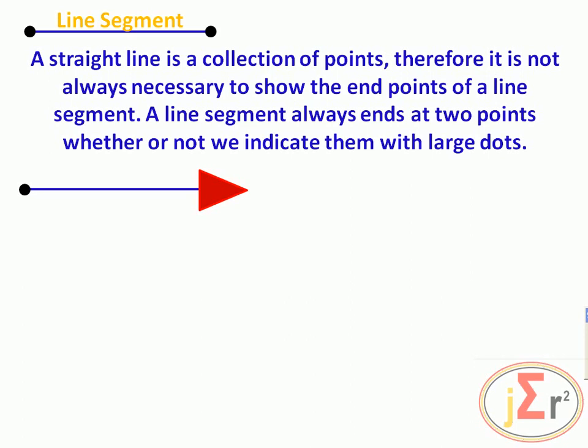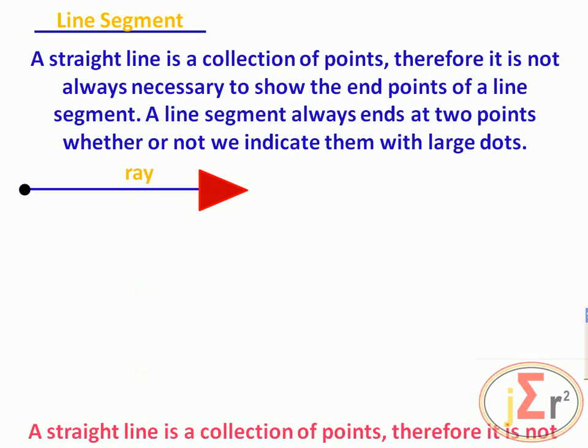Therefore, it is not always necessary to show the end points of a line segment. A line segment always ends at 2 points, whether or not we indicate them with large dots. So if we take away the large dots, what we have there is still a line segment. Why? Because a line is a collection of points. Therefore, we must have a point here and we must have a point there. So we do not have to represent them with large dots for them to be considered to be points.